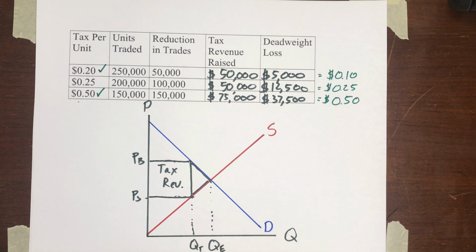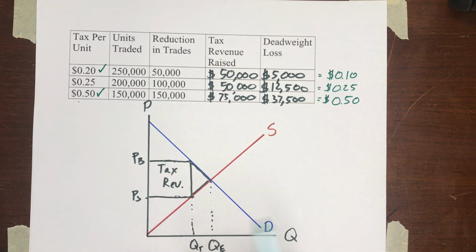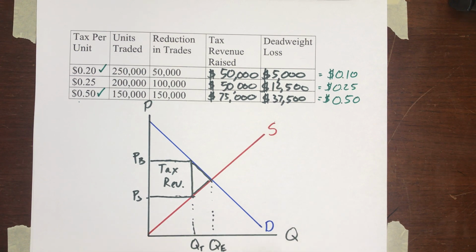Well, it could be that the government is interested less in how much revenue they raise and more in discouraging the consumption of donuts. And the reason why you might do that, it could be just paternalism. You just feel like people don't know what's good for them, and so you're going to encourage them to do what's good for them by raising taxes on them.